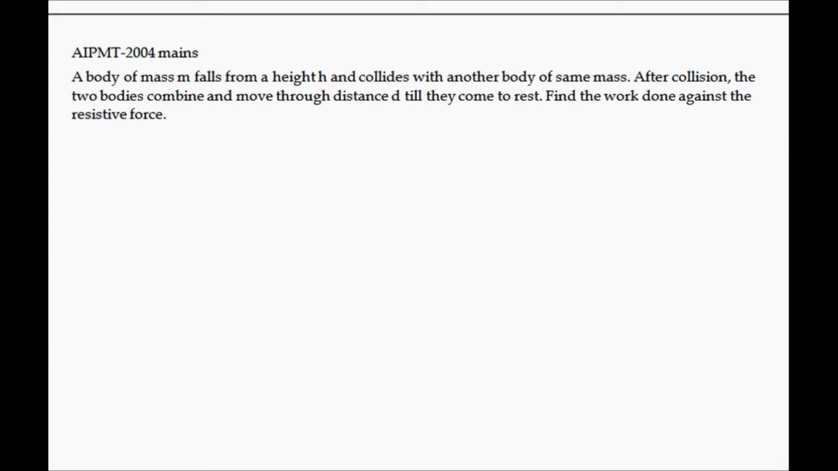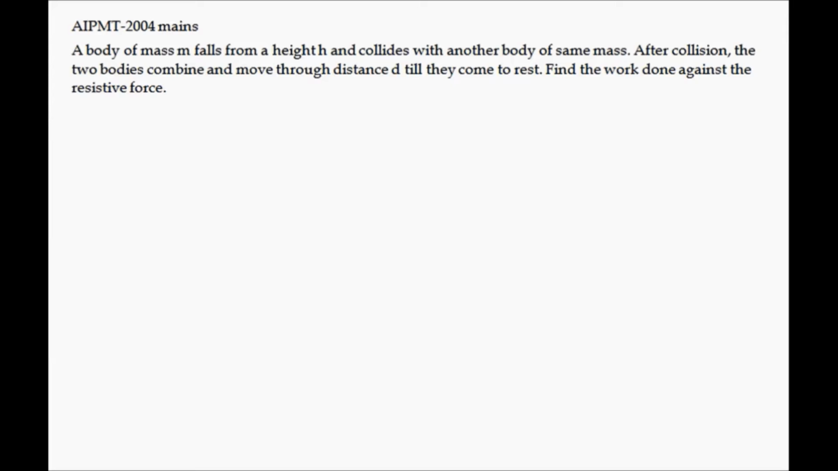This problem is also from AIPMT 2004, and it's a good problem. A body of mass m falls from a height h and collides with another body of same mass. After the collision, the two bodies combine and move through a distance d till they come to rest. Find the work done against the resistive force. So basically it's a problem based on collision, but we will discuss here such that you will get a brief idea about collision also and how we calculate the work done against the resistive force.